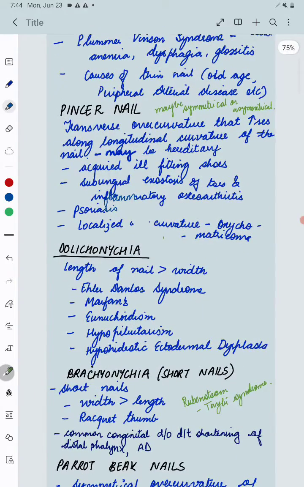Pincer nails are when the transverse over curvature of the nails is more. That means your nail looks something like this. If this is my finger, the nail will look something like this. This is a pincer nail. So transverse over curvature increases along with longitudinal curvature of the nail. It can be hereditary, it can be acquired due to ill-fitting shoes.